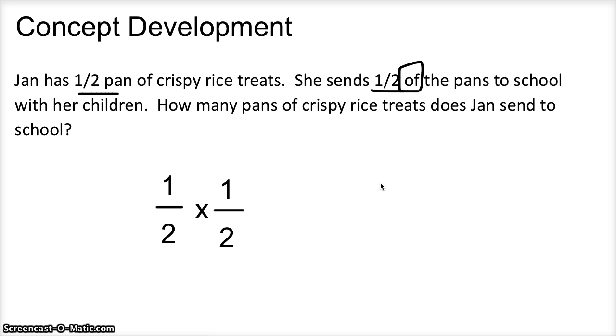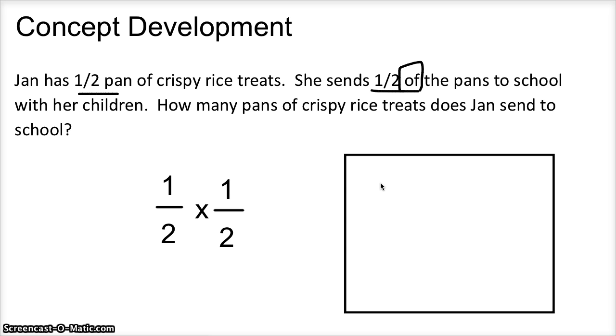So I want you to pretend that a piece of paper or your whiteboard or whatever is nearby you, even your computer screen, is the pan of the crispy rice treats. So imagine that you only have half of it. So shade in half of it, or look at half of it, or visualize half. Now, how would you split that half into half again? And what would you be left with if you had half of half?